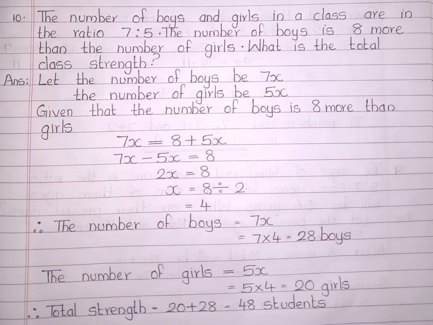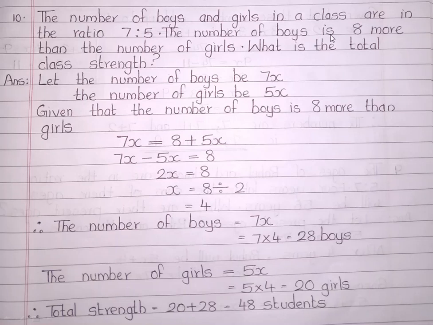Such type of questions are very important, children. Here also a ratio is coming, so you will know what numbers you are going to take. The number of boys will be 7x and the number of girls will be 5x. You can see a relation between the number of boys and the number of girls.